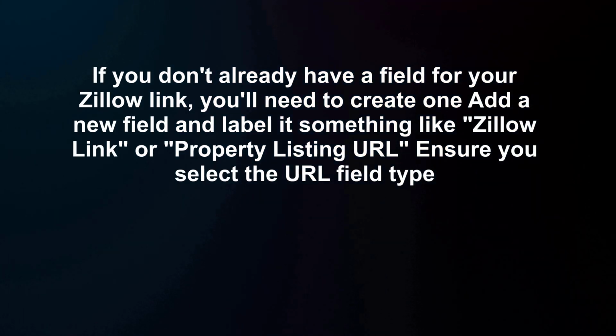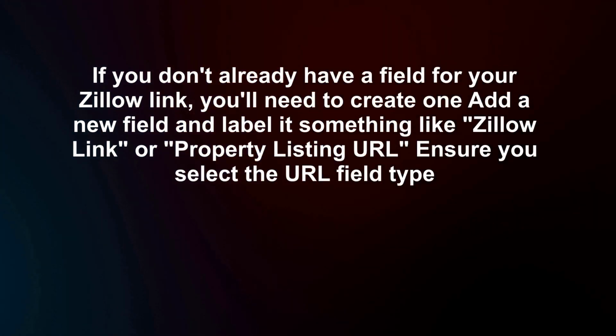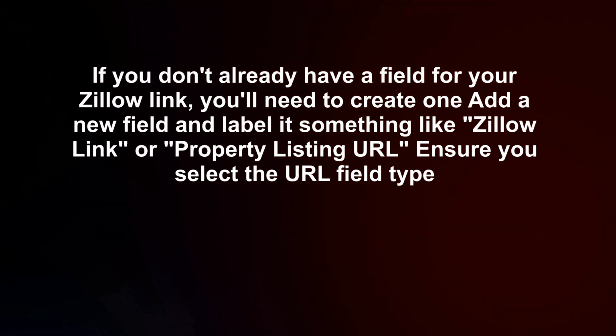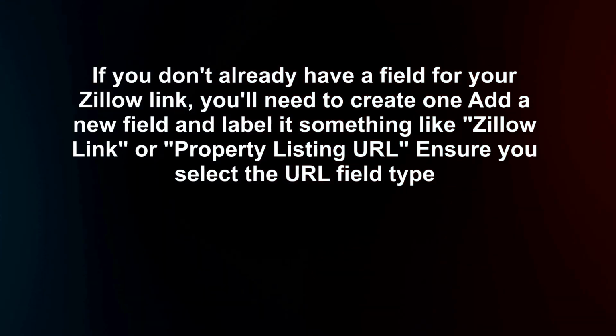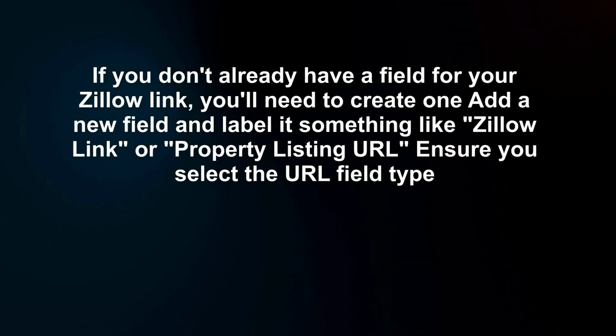If you don't already have a field for your Zillow link, you'll need to create one. Add a new field and label it something like Zillow link or property listing URL. Ensure you select the URL field type.